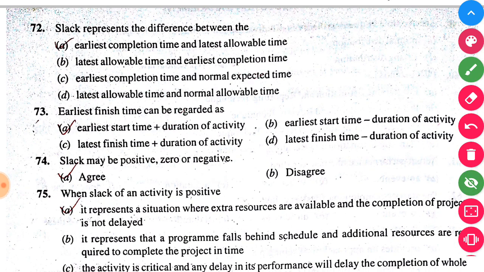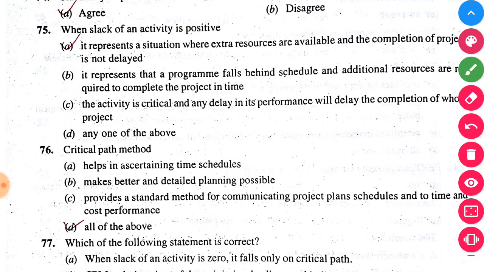Slack represents the difference between earliest completion time and latest available time. Earliest finish time can be regarded as earliest start time plus duration of the activity. Slack may be positive, zero or negative. When the slack of an activity is positive, it represents the situation where extra resources are available and the completion of the project is not delayed.